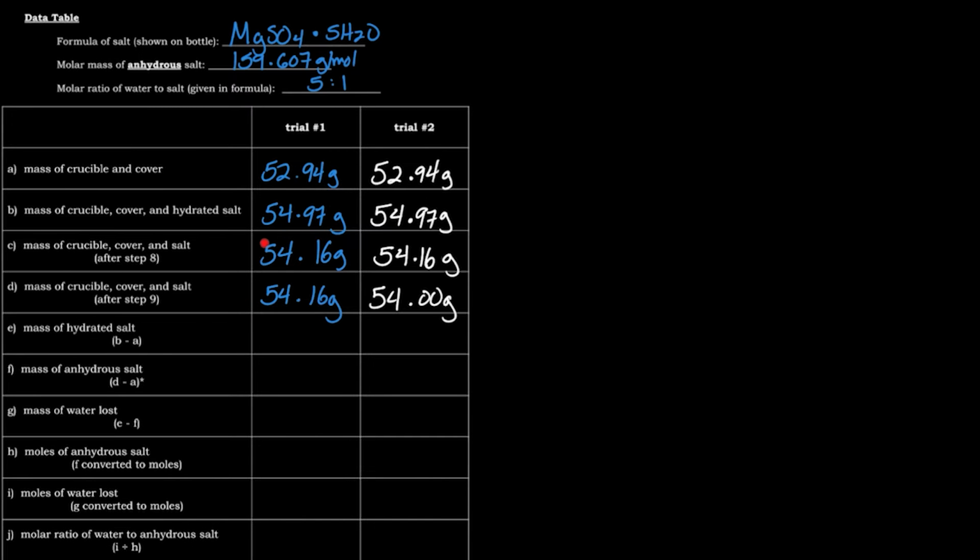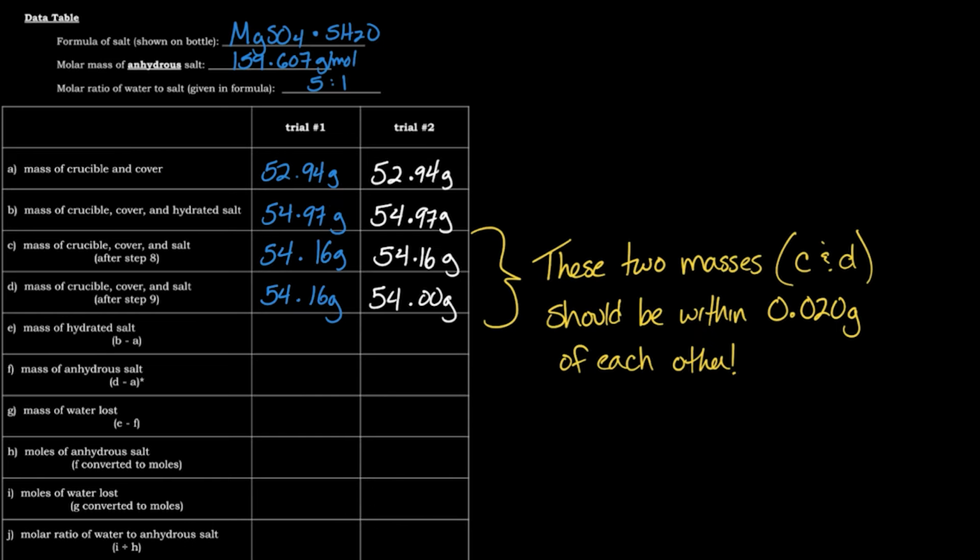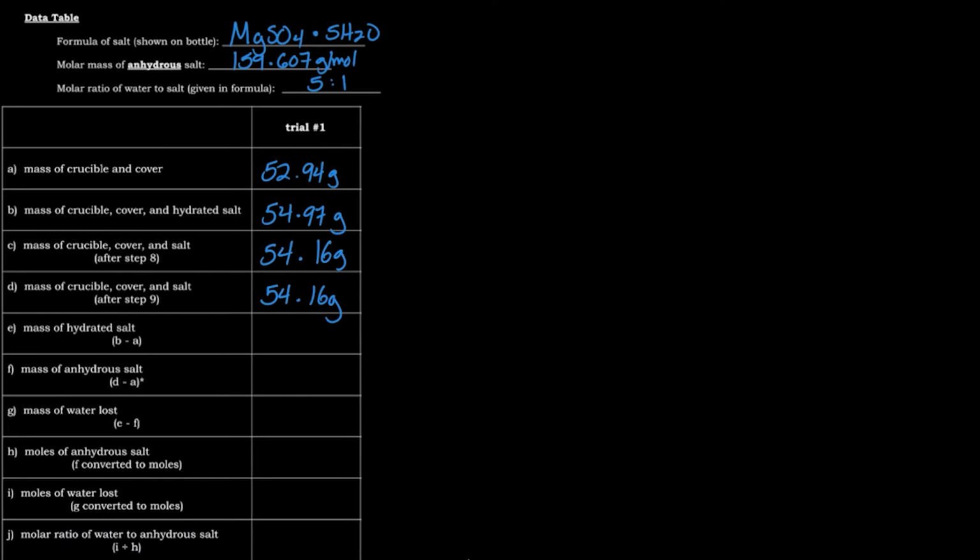But I want to draw your attention to the data points at rows C and D. Notice that in trial 1, those two masses after heating were practically the same. And in trial 2, I saw a decrease in mass from the second round of heating to the third round of heating. We do want those two masses to be really, really close to each other. In the lab manual, it says we want them within 0.02 grams of each other, because that's how we verify that we've gotten rid of all the water. So you can see in trial 1, those are good data. Trial 2, this is kind of indicating that I did not get rid of all the water in my salt.